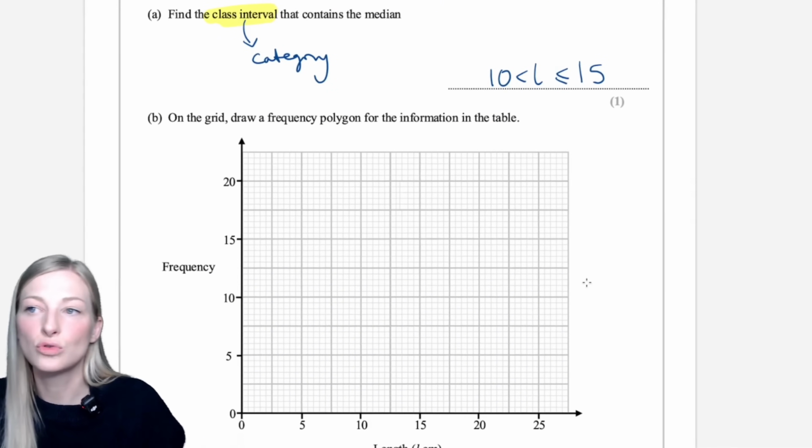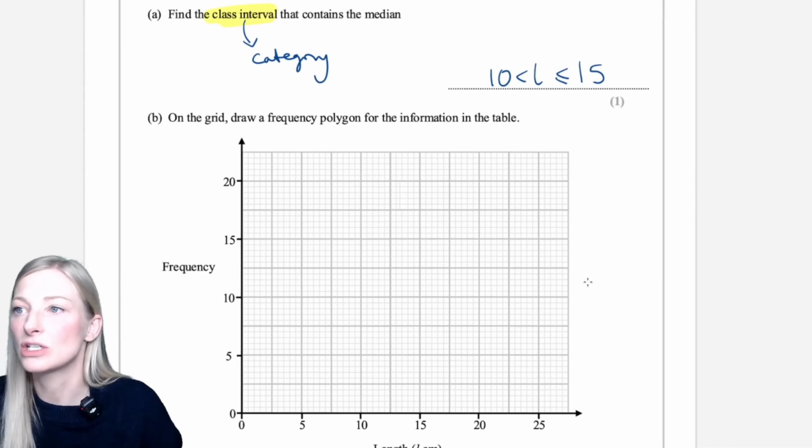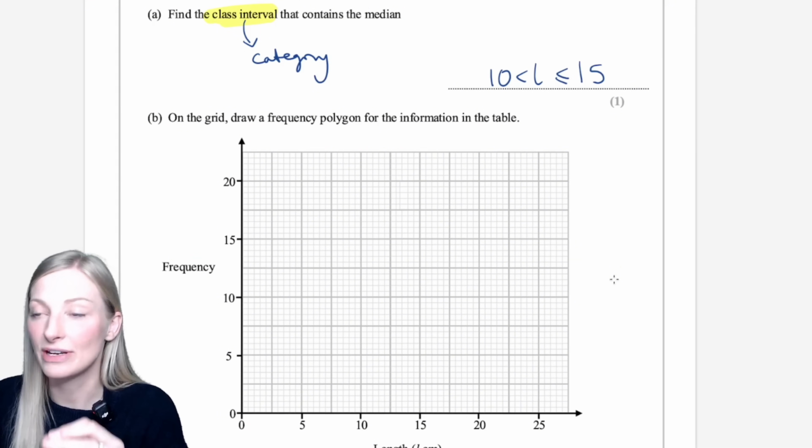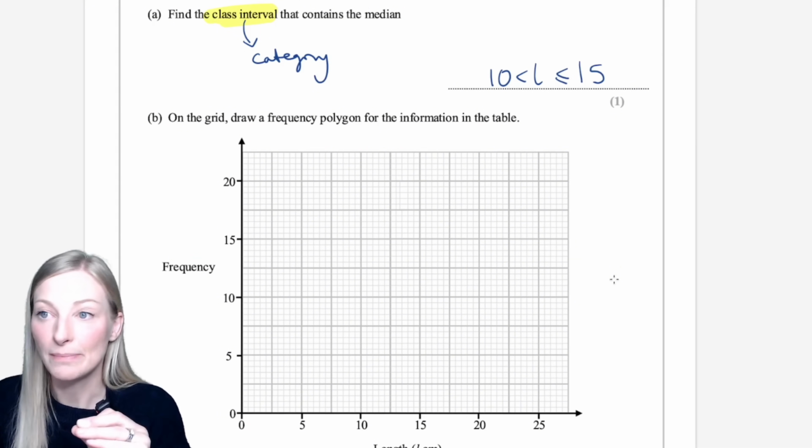On the grid below, draw a frequency polygon for the information in the table. If you are drawing a frequency polygon, it is Polly the shark.